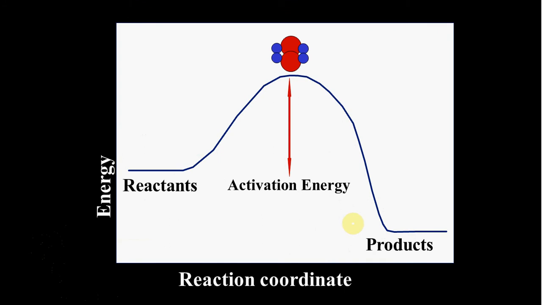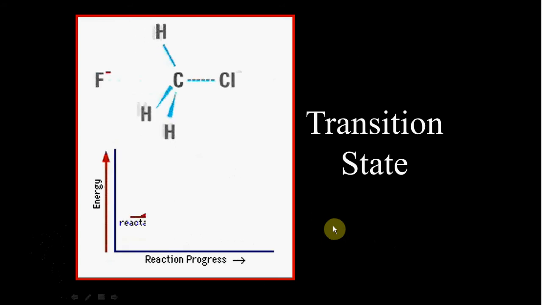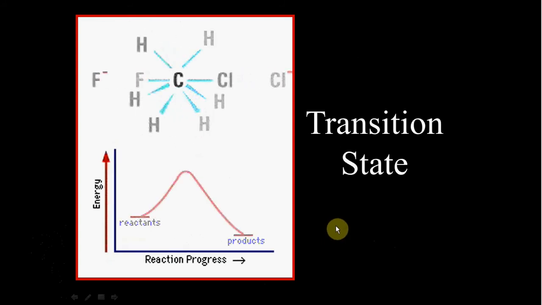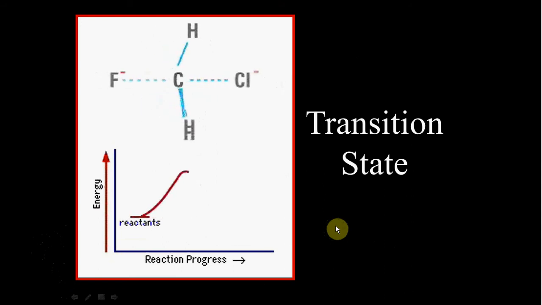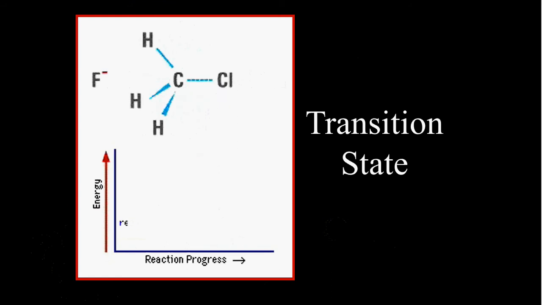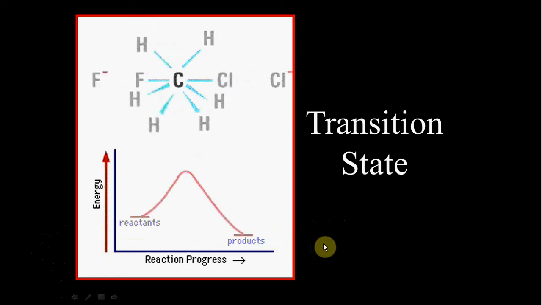The activation energy, and the activated complex or the transition state, depending on how you want to refer to it. When a fluoride ion approaches a methyl chloride molecule, a bond begins to form between the fluoride and the carbon. The molecule's carbon-chlorine bond lengthens and becomes weaker. The energy of the system increases.